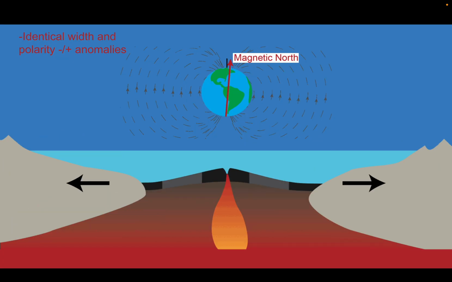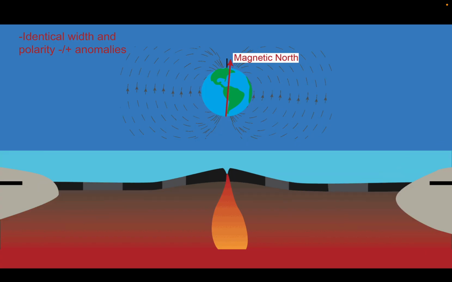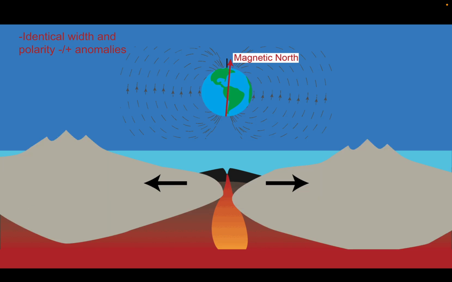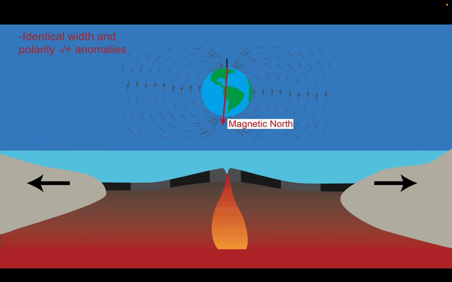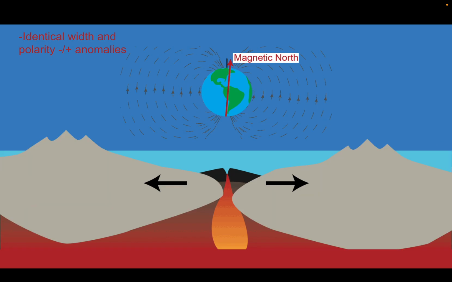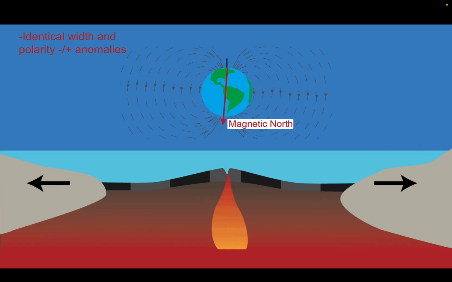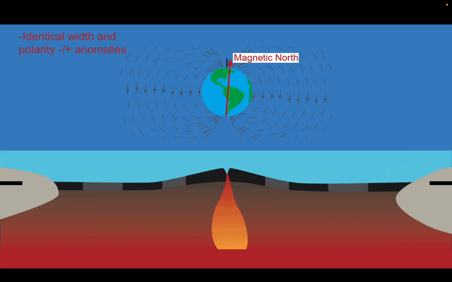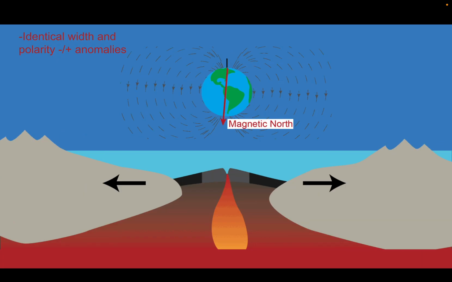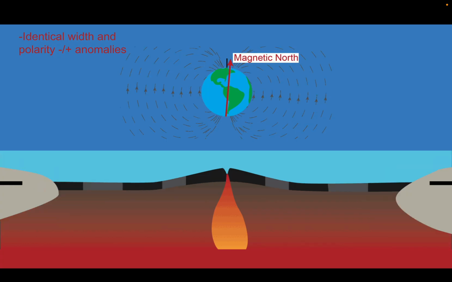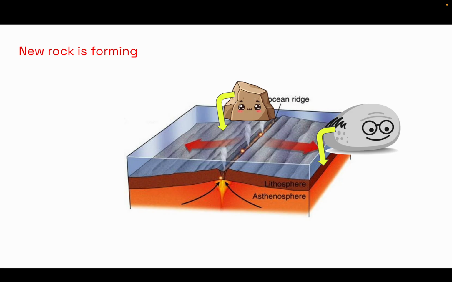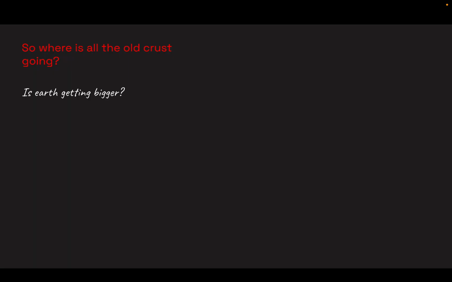So the magnetic stripes are when new crust is forming, it aligns with the polarity of the Earth. And as time passes, Earth flips its magnetic north. So we see that there are symmetrical widths of rock that have the same polarity and the same width, which shows that the ocean is indeed spreading over time. So again, the new rock is forming at the ridges and the old rocks are at the passive margins.